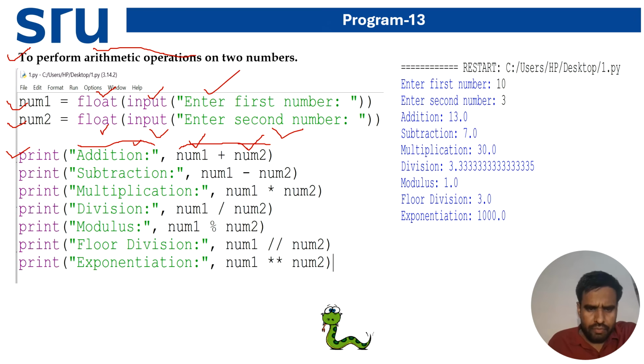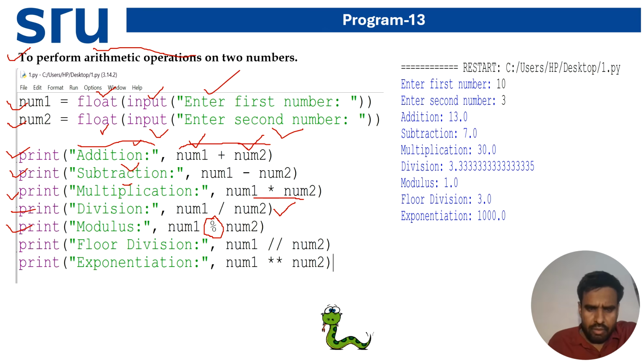Now second, print subtraction. For the subtraction operation, num1 minus num2. After that we take the print function for multiplication, so num1 into num2. Next, print division: num1 divided by num2. Now I'm going to take the print function for modulus. Modulus means remainder, num1 modulus num2, which will give the remainder.